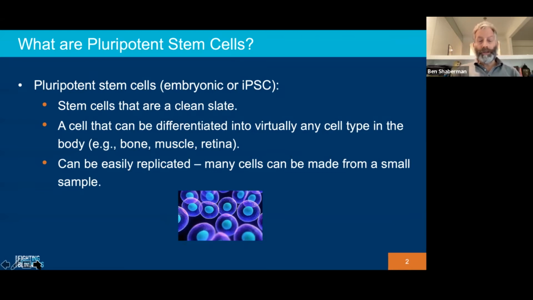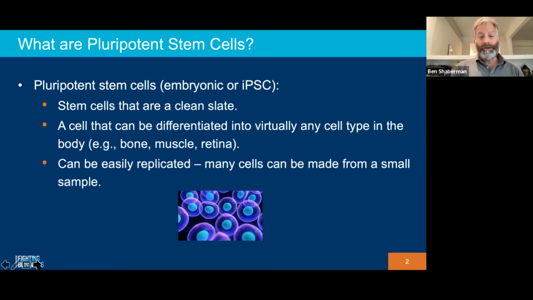And often when we're thinking about stem cells, we're thinking about the pluripotent variety, because those are the most powerful and flexible stem cell type. And you can think of pluripotent stem cells as being like a clean slate, in that you can make virtually any cell type in the body that you need. Bone, muscle, skin, and obviously in our world of retinal diseases, we're interested in making new retinal cells, often photoreceptors or retinal pigment epithelial cells. And we'll talk more about that in the upcoming slides.